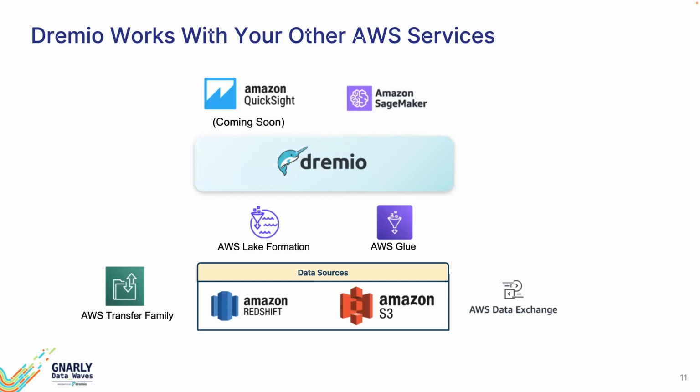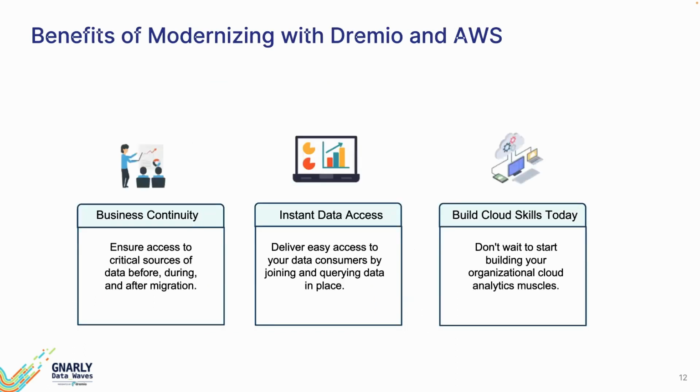We did a blog post with AWS Transfer Family last year to show how you can build a data lakehouse on AWS using AWS Transfer Family to actually populate your data lake. And then we work with tools like Cloud Lake Formation and AWS Glue to help you build and manage your data lake and all the data that you store in Amazon S3. Then on the presentation side, we work with SageMaker for data science, and then we have a connector to QuickSight coming very soon. So here are a couple of benefits to taking this modernization and migration approach.